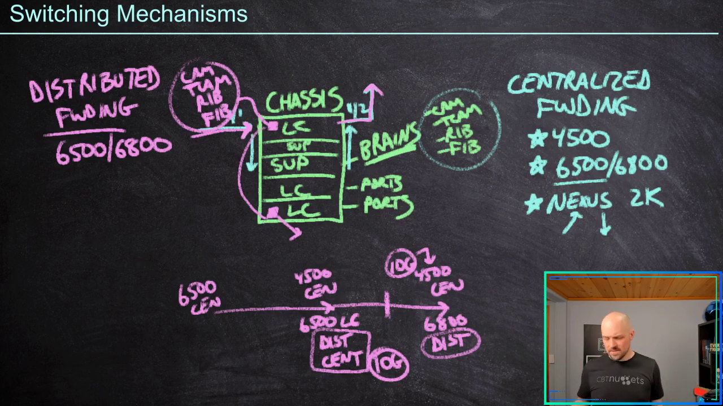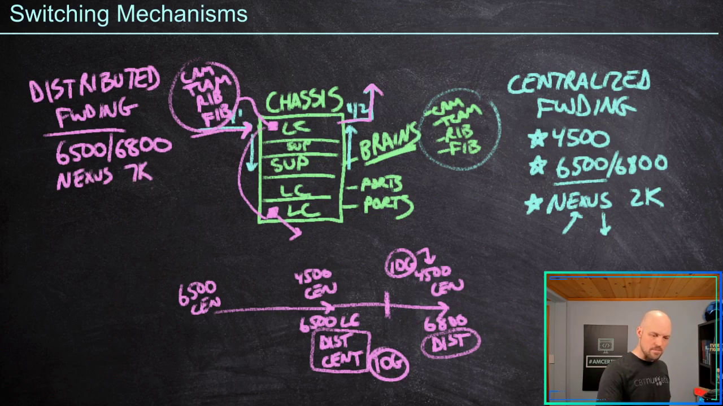So, all that to say, other line cards or models, we're talking about Nexus 7Ks, for example. Those were 100% distributed. You could not buy a line card for a Nexus 7K that was not distributed. 9Ks, by the way, same thing. Nexus 9Ks, they're all distributed.